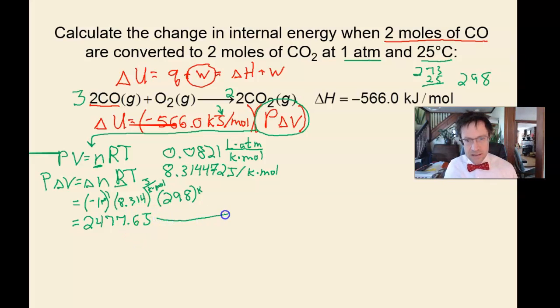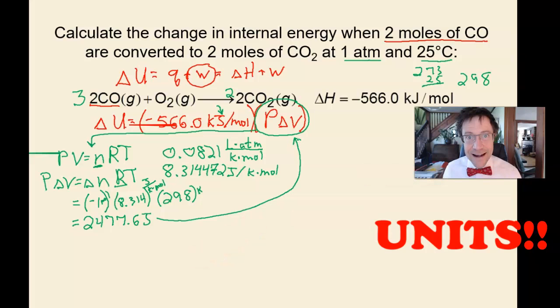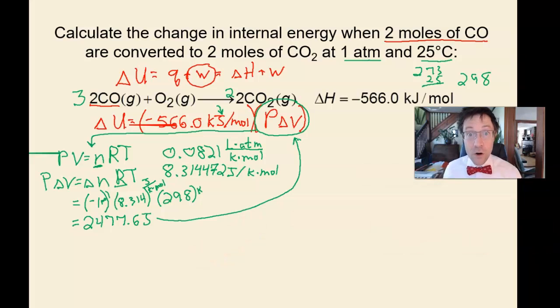So I'm just going to slap that right in there, and I'm going to go about my day, right? I hope you're saying wrong. I really hope you're saying wrong, because we just had this big problem with choosing my R value. Am I using this R value or am I using this R value? Man, how do you know? Because you looked at the units. Look, kilojoules, joules. We're gonna fix that.